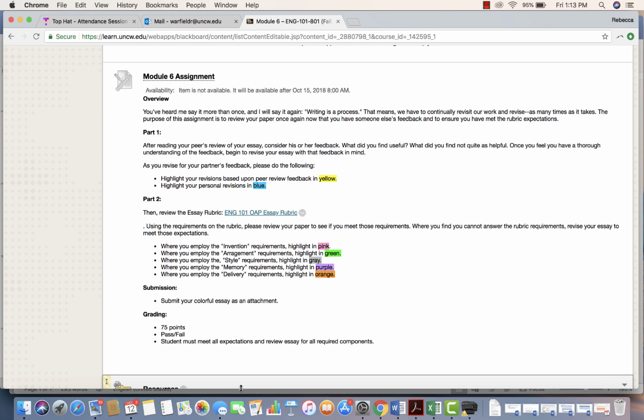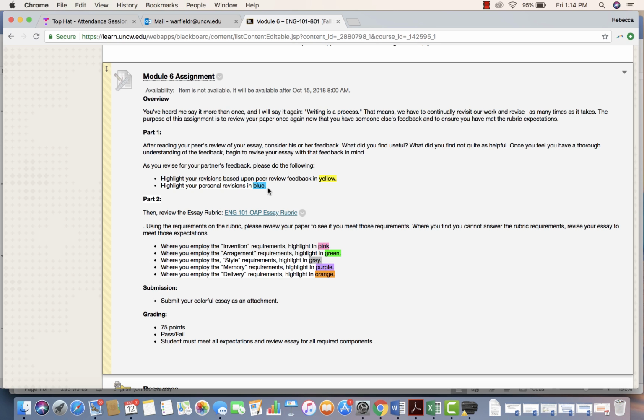Once you feel you have a thorough understanding of the feedback, begin to revise your essay with that feedback in mind. So what I would like for you to do as you make revisions in your essay based upon your peer review feedback, please highlight that in yellow. Anything else that you fix along those lines, if you're inserting your peers' feedback and you notice, oh shoot, I actually should make this a separate paragraph, you can highlight that in blue.